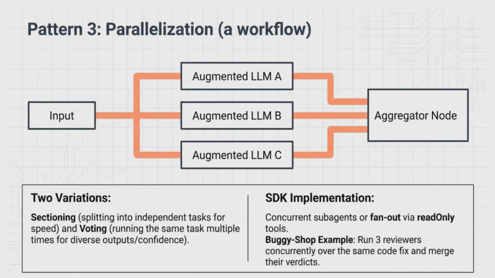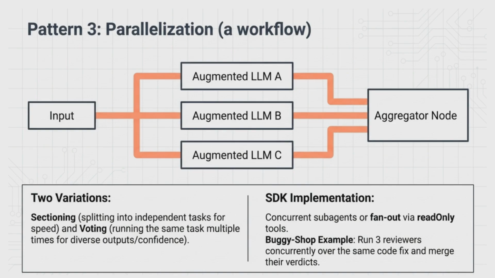This maps onto 2 SDK mechanisms. For sectioning, use concurrent subagents, a style checker, a security scanner, and a test coverage agent running at the same time, with their summaries aggregated by the parent. For lighter weight parallelism inside a single agent, use read-only tools. Mark a tool read only, and the SDK fans out concurrent calls.